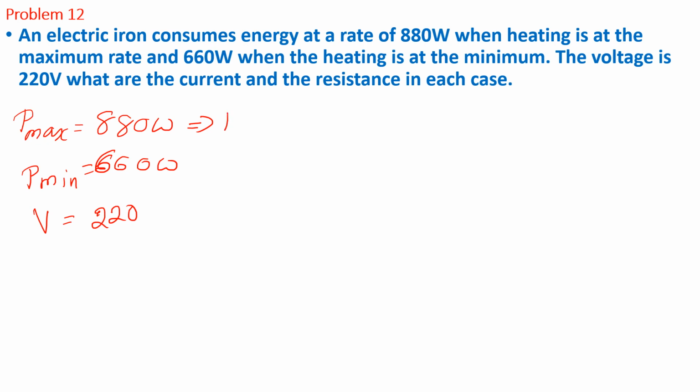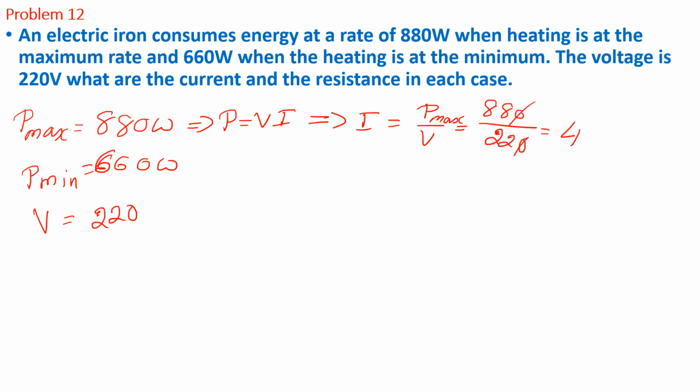So we know that power P is equal to V into I, or else I can write I is equal to P by V. Power P is nothing but 880, we shall take the maximum first. So P maximum divided by V, 880 divided by 220, which is equal to 4. So 4 amps of current will flow in the circuit when the power is maximum, that is 880.